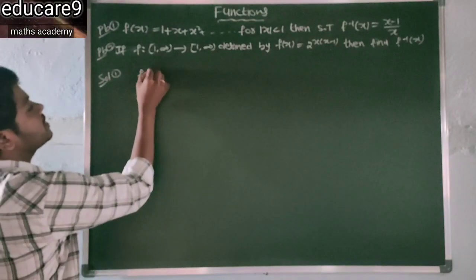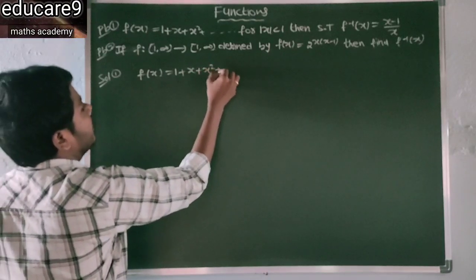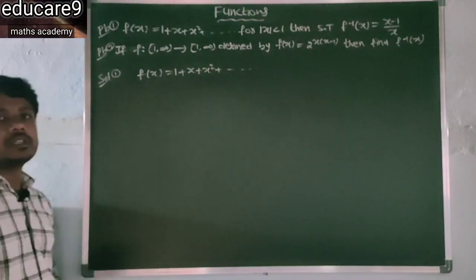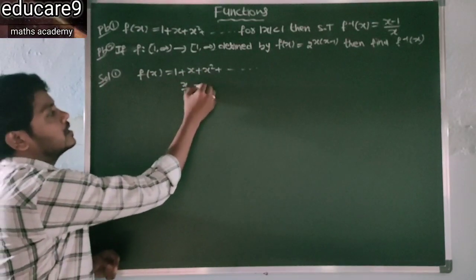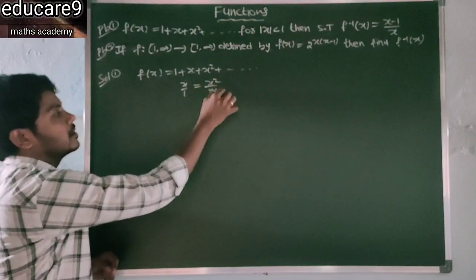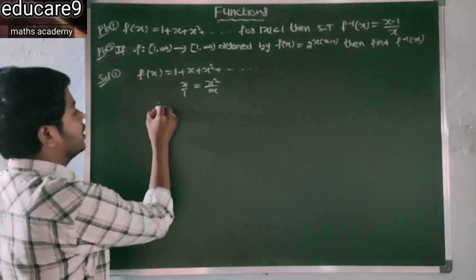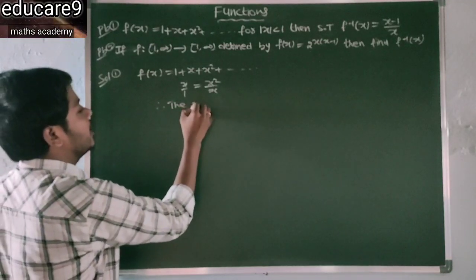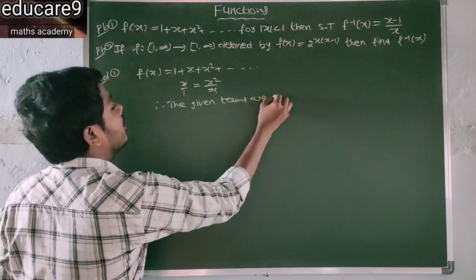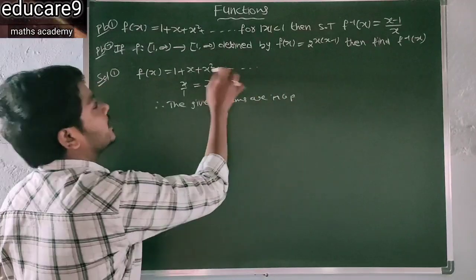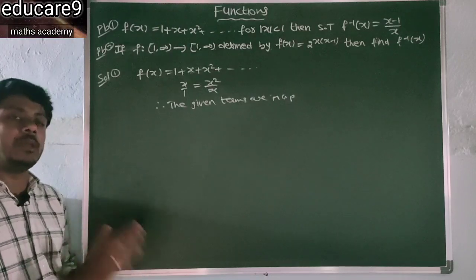So what is f of x? 1 plus x plus x square and so on. See here, common ratio is what? x by 1 is equal to x square by x. Therefore the given terms are in GP. But here the terms are infinite.